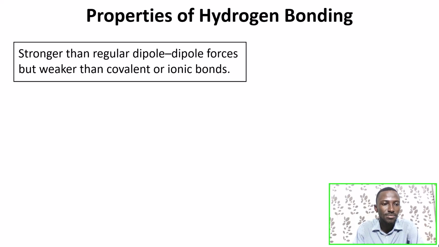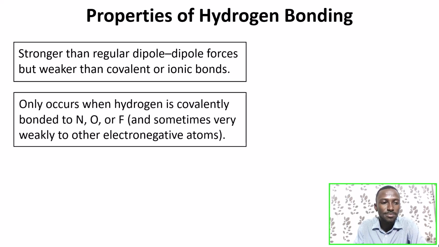Alright, so looking at the properties of hydrogen bonding, they are stronger than regular dipole-dipole forces, but they are weaker than covalent or ionic bonds. So that's why we said hydrogen bonding is a special type of dipole-dipole force. They are stronger than just the regular dipole-dipole force. So we put them under one category on their own, hydrogen bonding. But I repeat, they are a type of dipole-dipole force.